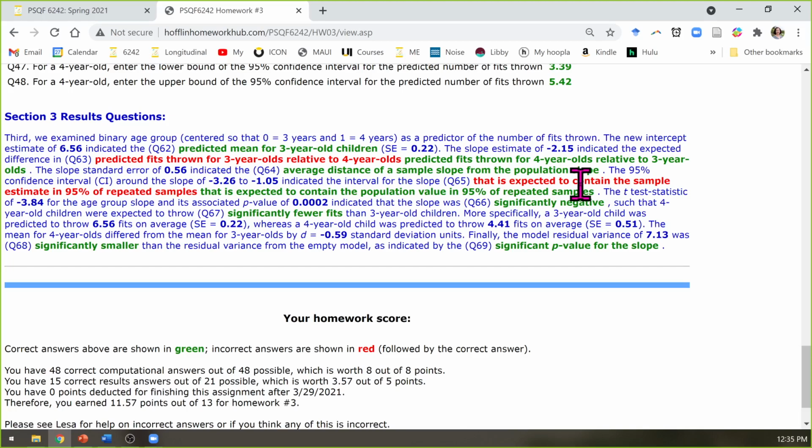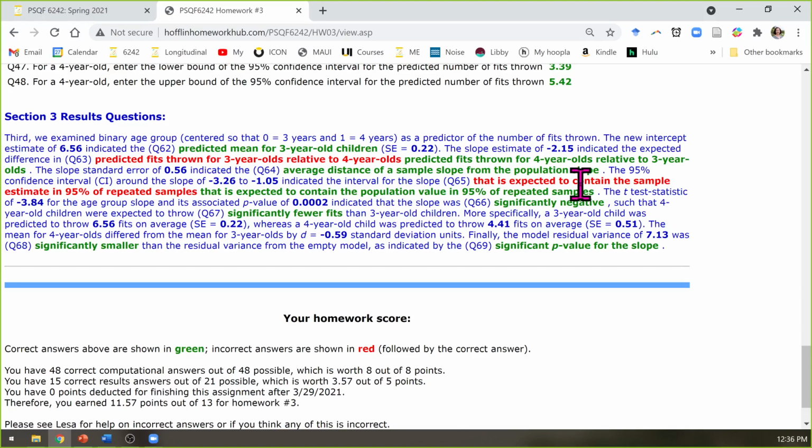So direction does matter. So can I ask this again just to make sure I understand? Sure. In the example that's on the screen, the intercept, number 62, is 6.56, and the slope estimate is negative 2.15. So based upon those two numbers, the intercept tells us where the 3-year-olds are. The slope estimate tells us where the 4-year-olds are. Exactly. And because that's a negative and the 3-year-olds are higher, we would basically flip it because of the negative.